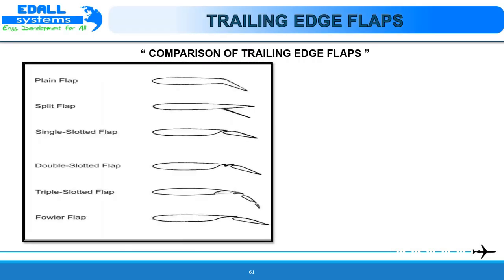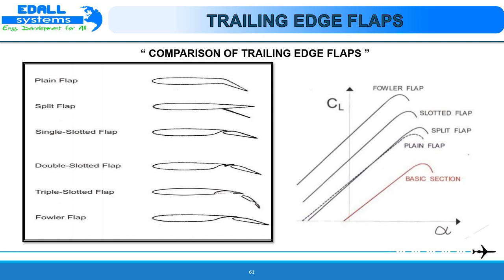Comparison of trailing edge flaps. These are the flaps that are present: plain flap, split flap, single slotted flap, double slotted flap, triple slotted flap, and Fowler flap. This is how they react to the coefficient of lift to the angle of attack.